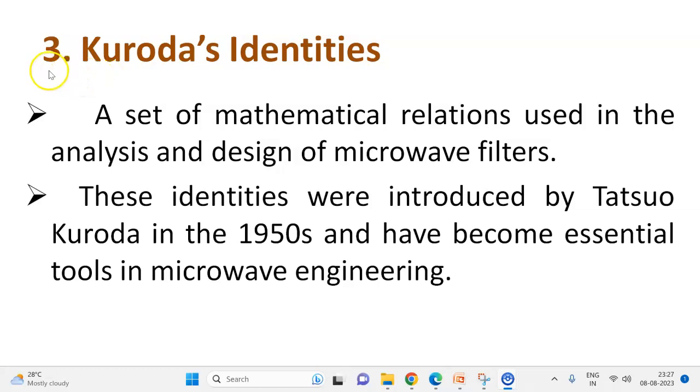Then the third conversion tool is Kuroda's identities. Kuroda's identities are a set of mathematical relations used in the analysis and design of microwave filters. These identities were introduced by Kuroda in the 1950s and have become essential tools in microwave engineering.